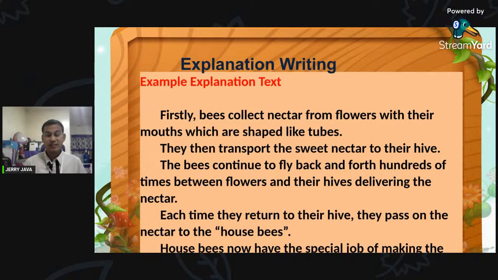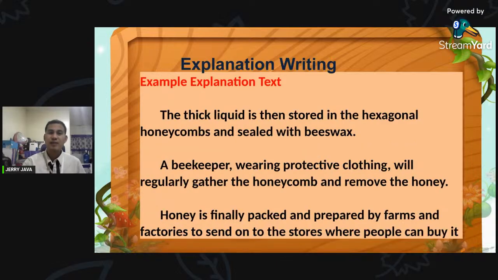Examples of an explanation text. Notice the words that we use. Firstly, bees collect nectar from flowers with their mouths, which are shaped like tubes. They then transport the sweet nectar to their hive. The bees continue to fly back and forth hundreds of times between flowers and their hives, delivering the nectar. Each time they return to their hive, they pass on the nectar to the house bees. House bees now have the special job of making it. The thick liquid is then stored in the hexagonal honeycombs and sealed with beeswax. A beekeeper wearing protective clothing will regularly gather the honeycomb and remove the honey. Honey is now finally packed and prepared by farms and factories to send on to the stores where people can buy it and consume.